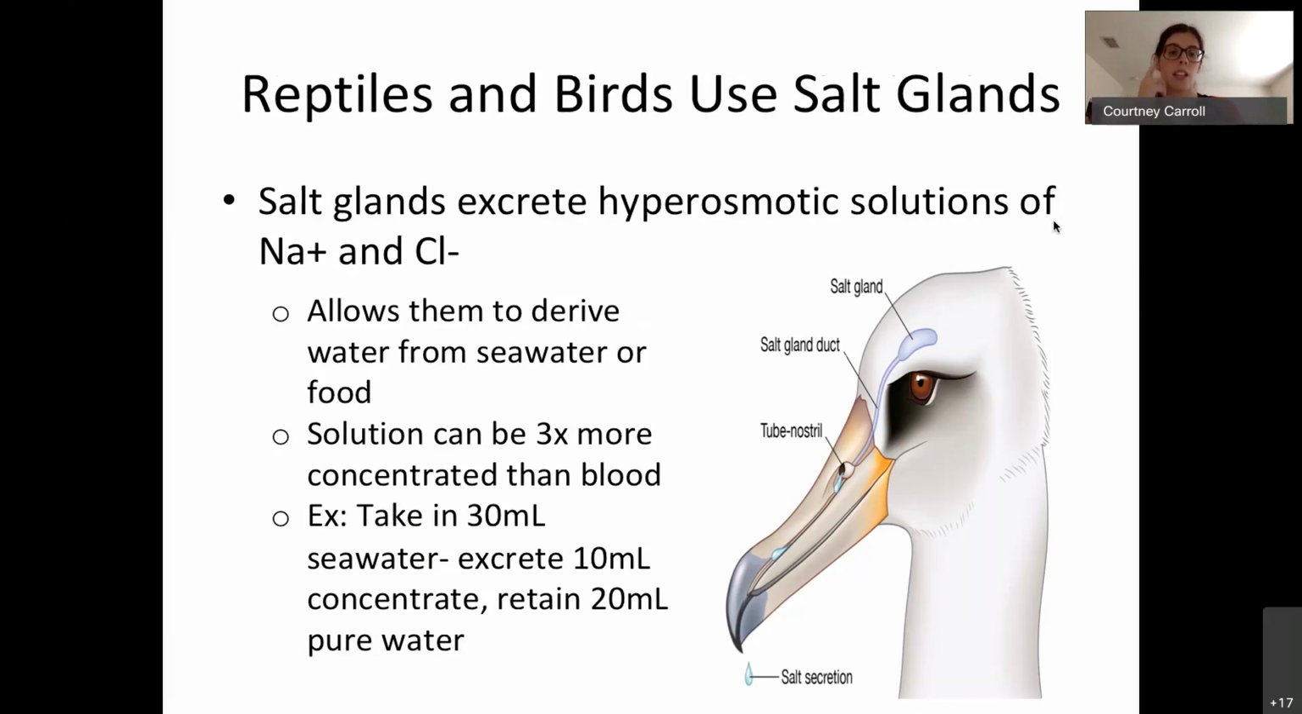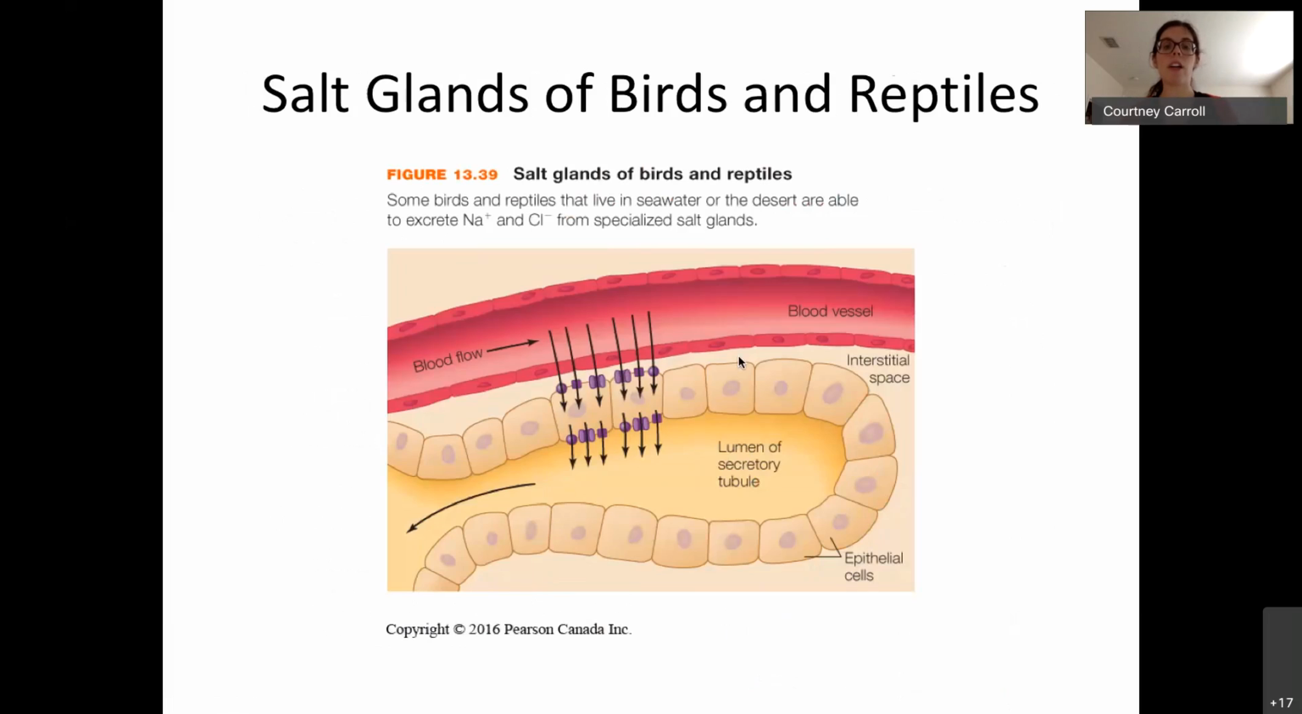And this solution can be 3 times as concentrated as the blood. So if they take in 30 mils of seawater, they can excrete 10 mils of concentrate and then retain 20 mils of pure water. And this is really helpful for birds like seagulls, for example, that are around a very salty water solution. And this is what the salt gland looks like.